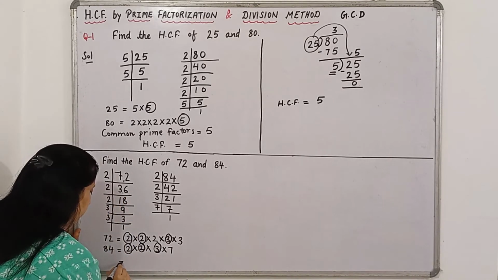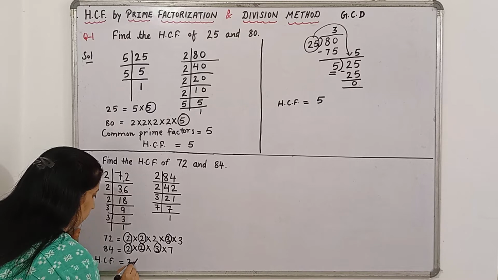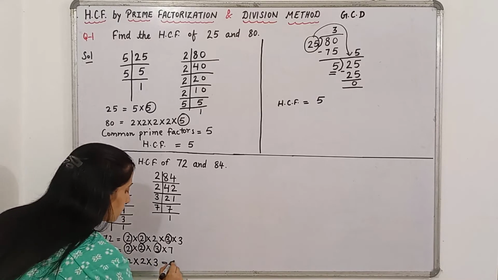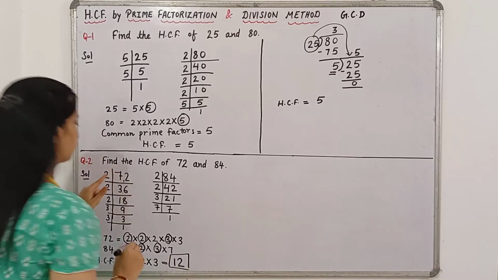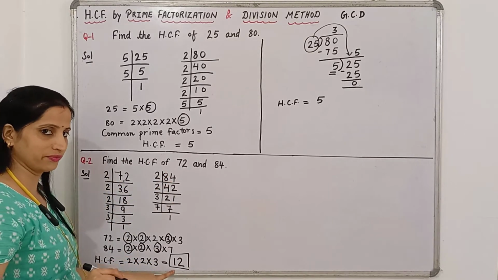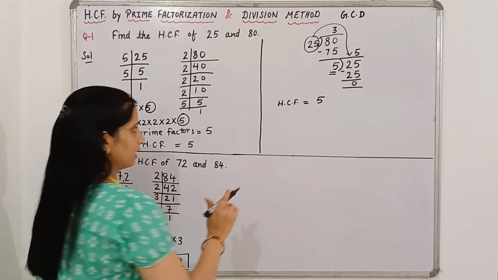So the SCF will be the product of these common factors. What will be SCF? 2 multiplied by 2 multiplied by 3. 2 2s are 4, 4 3s are 12. So the SCF of 72 and 84 will be 12. Okay. Now we will solve this same question by the division method.